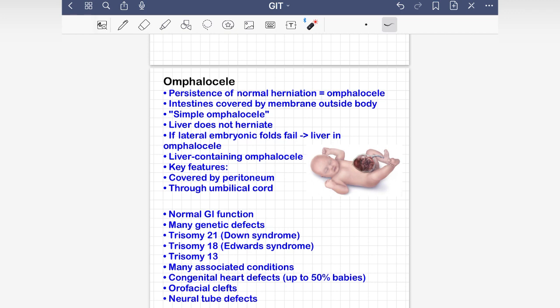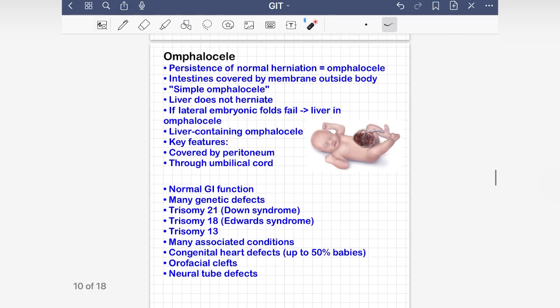Unfortunately, they often have an associated genetic defect: trisomy 21 or Down syndrome, or trisomy 18, that is Edwards syndrome, or trisomy 13. There are many other associated congenital anomalies that babies with omphalocele have. This includes congenital heart defects, with up to half being born with them. They'll have the congenital heart defect, also oral facial clefts and neural tube defects.